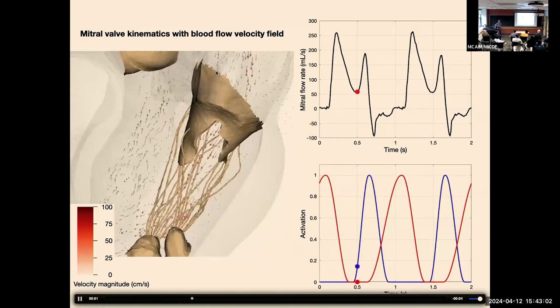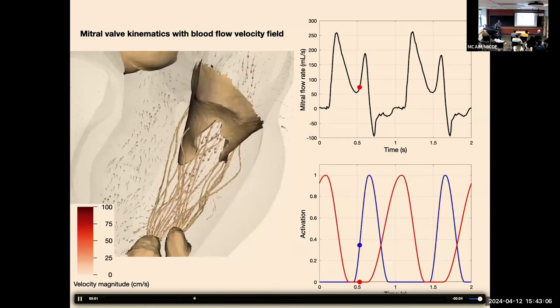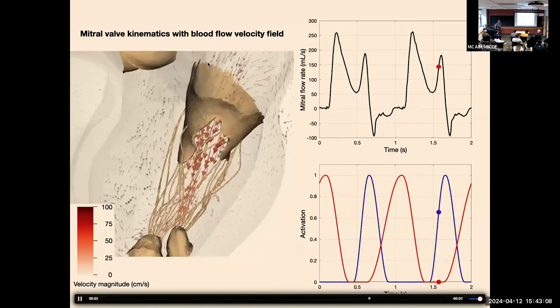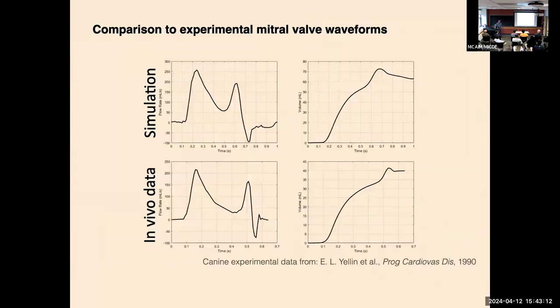So we're working on that. It's pretty healthy. This is very typical. Almost everybody has a little bit of valve dysfunction. It's very common. This is a comparison of flow rate waveforms through the mitral valve to dog data. They have exactly the same kind of closure transients as what we see in the simulations. I think this is a pretty good comparison, and the data here come from Ed Yellen.